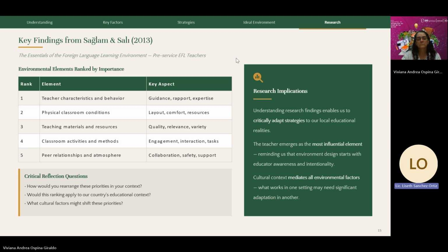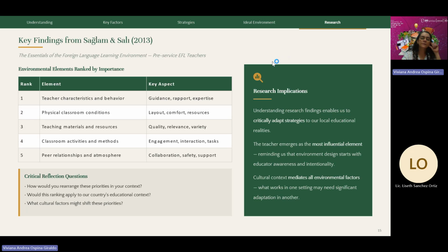So my proposed order would be: one, teacher characteristics and behavior. Two, physical classroom condition. Three, peer relationships and atmosphere. Four, teaching material and resources. Five, classroom activity and methods.